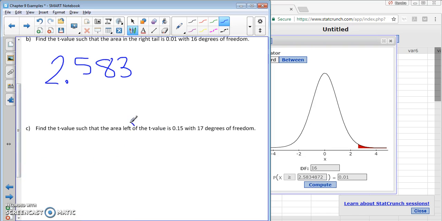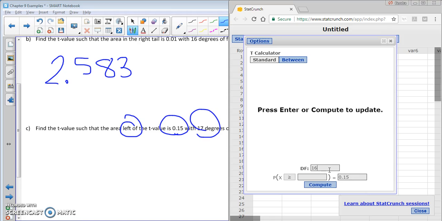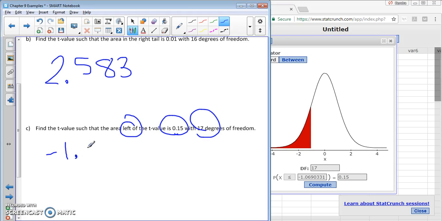We want to find the one with the area to the left, so the difference there is 0.15, and we have 17 degrees of freedom. So this is 0.15, 17 degrees of freedom, and we have the area to the left. So I'm going to type that there. So our t-value here is negative 1.069. Notice this one's negative, which makes sense. So 0 falls in the middle, that's our mean. Anything to the left would be negative, anything to the right would be positive.